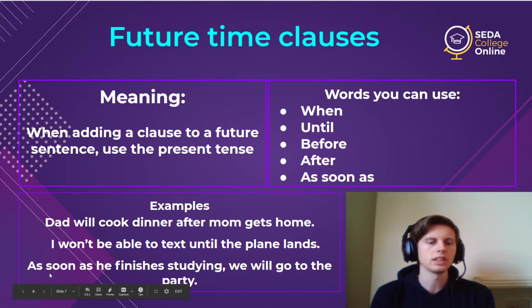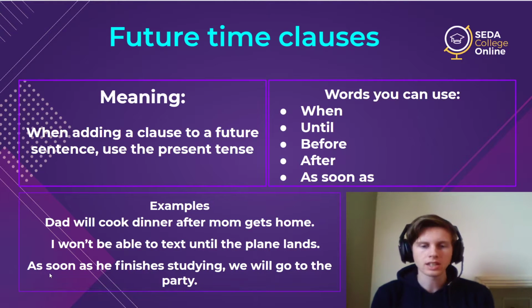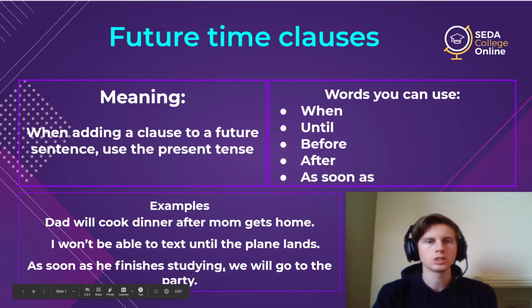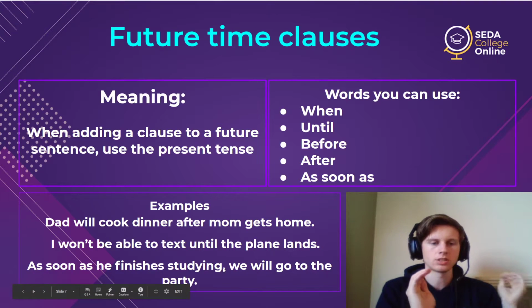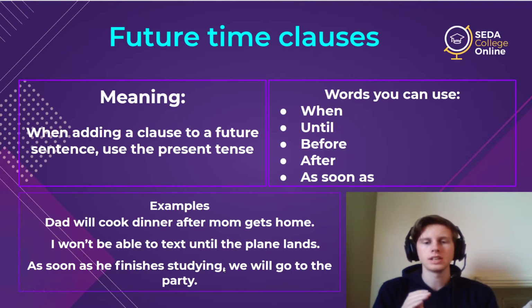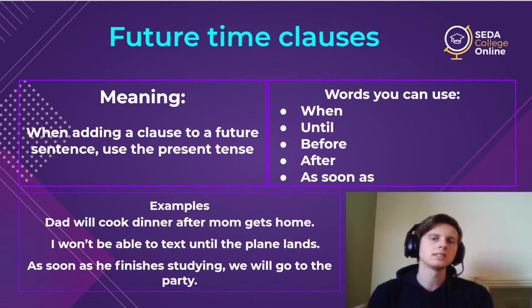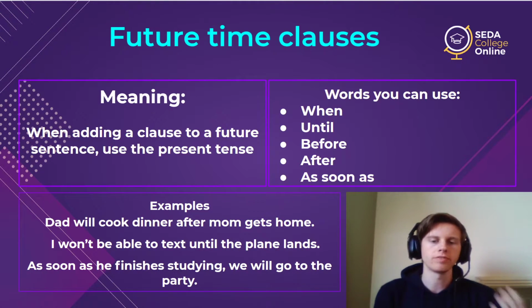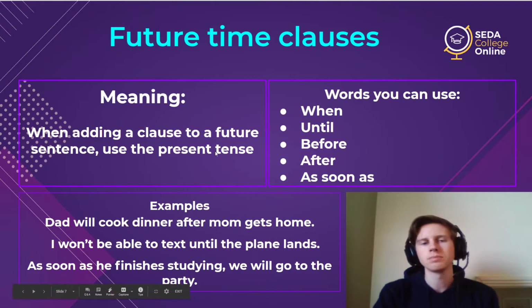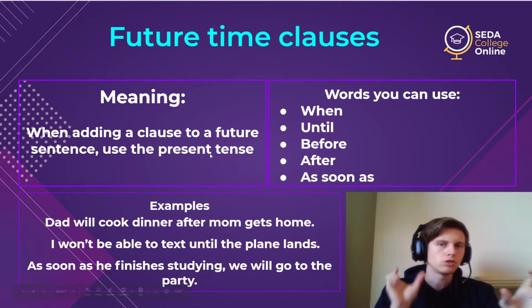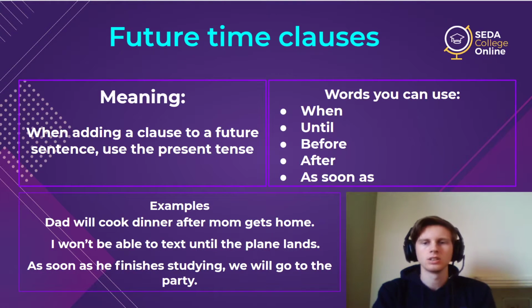And then additionally, as soon as he finishes studying, and now we have a comma because we put the dependent clause first, as soon as he finishes studying, we will go to the party. We'll go to the party. And so, if you want to connect sentences together this way, and if you want to add information to a future tense sentence, just always make sure it's in the present tense. That's what's important. You'll never have a future and future connected with a word like this or if.